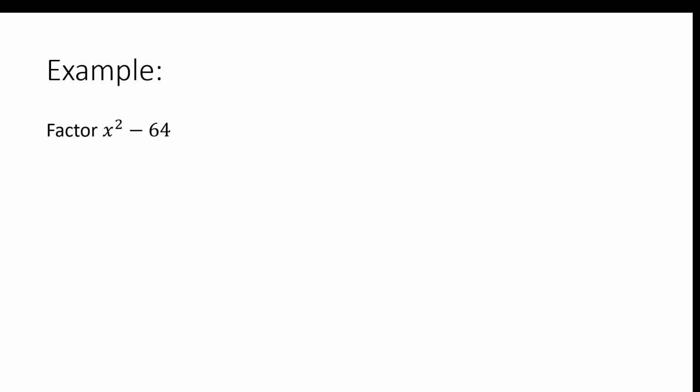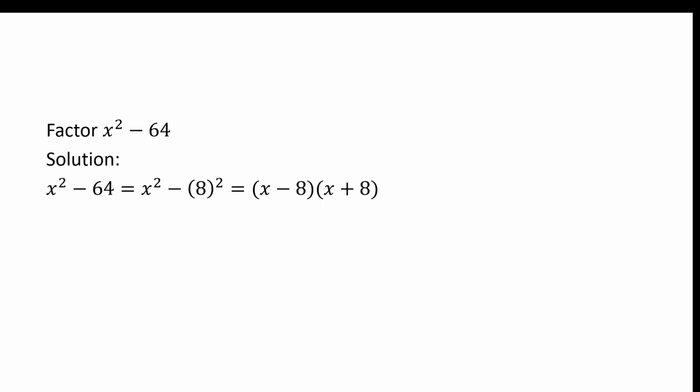So let's try an example. X squared minus 64. Well, we could think of 64 as being 8 squared. So really what we're being given, instead of a squared minus b squared, is x squared minus 8 squared. That's going to equal x minus 8 times x plus 8.